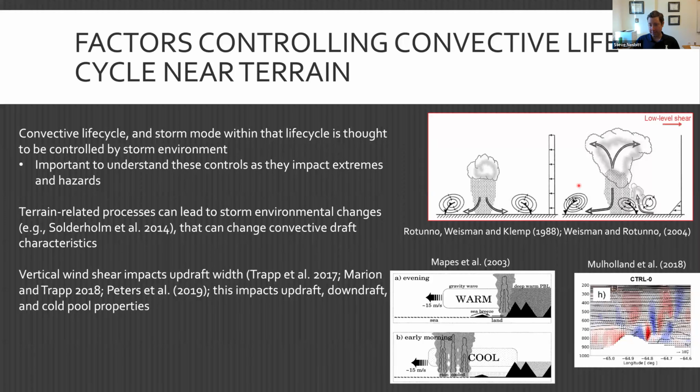Of course, you also throw in the fact that we're dealing with terrain here. So the terrain, as we'll see later on, really modulates the low-level shear, leading to some pretty extreme environments for organization. It also leads to stronger deep shear, and it also modulates the thermodynamics, as we'll see. So it leads to special regions around the convection where you see this rapid upscale growth.